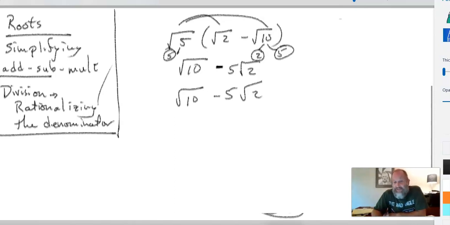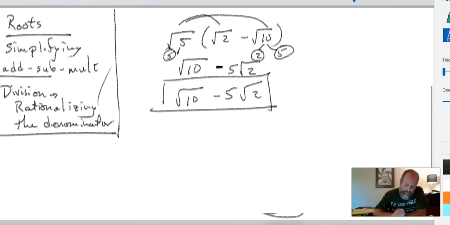So we have to ask ourselves if we can simplify anything here. Are there any like terms that we can combine? The square root of 10 is just 2 times 5, so we can't really simplify that. And this one's simplified, and they don't have like radicals. So that would be your final answer. It's pretty straightforward. They behave just like polynomials when you're looking at radical expressions.